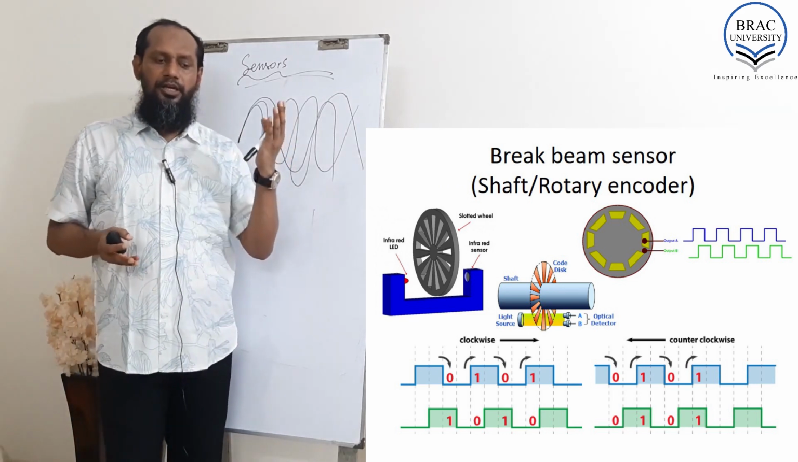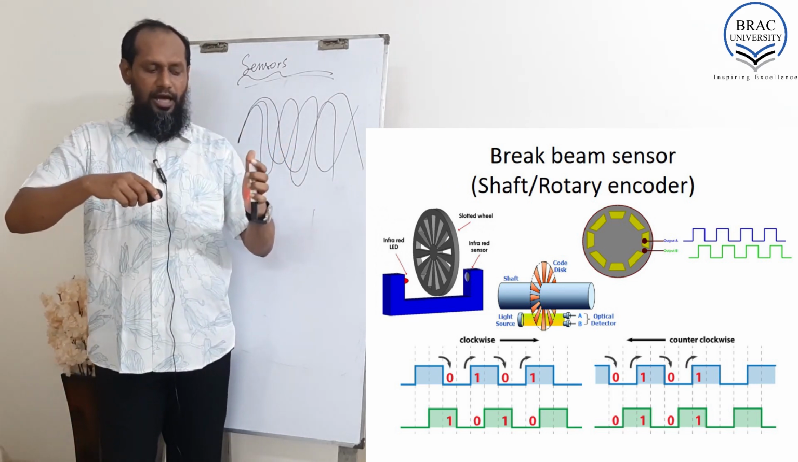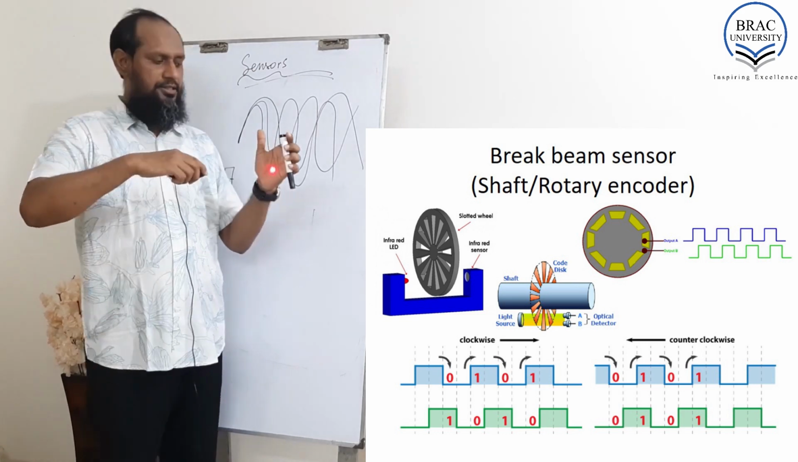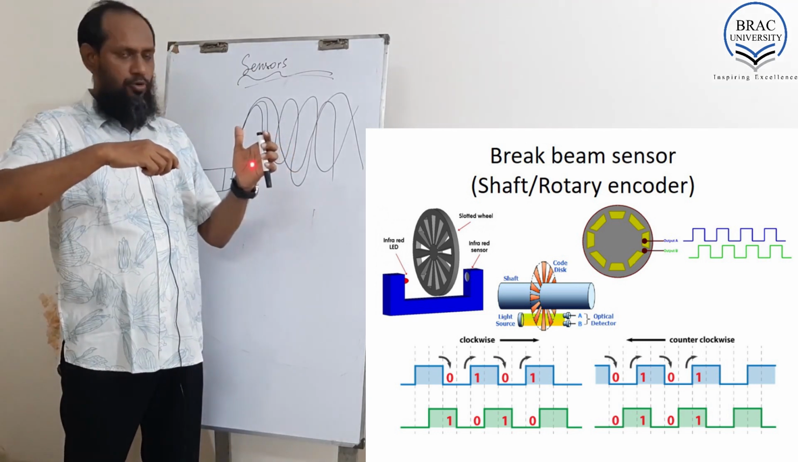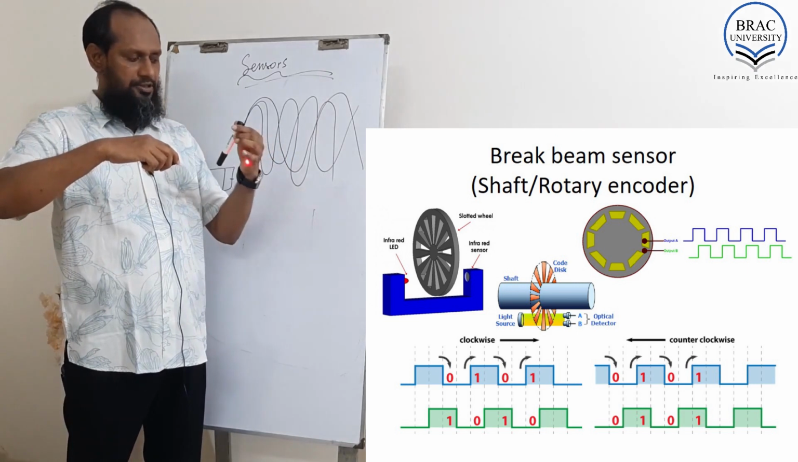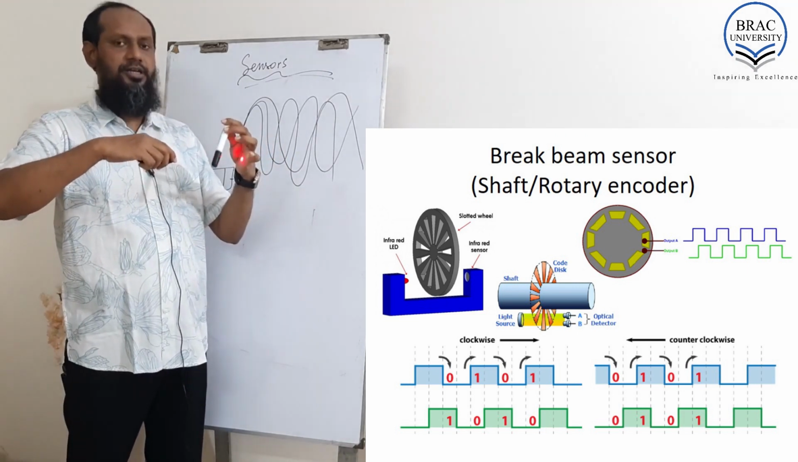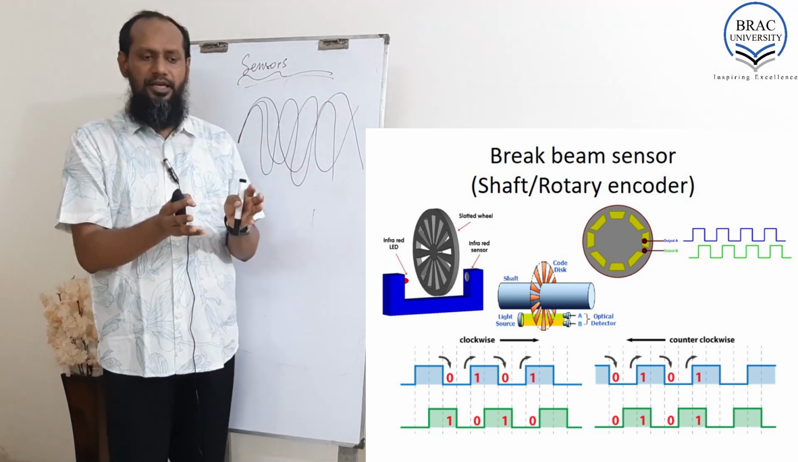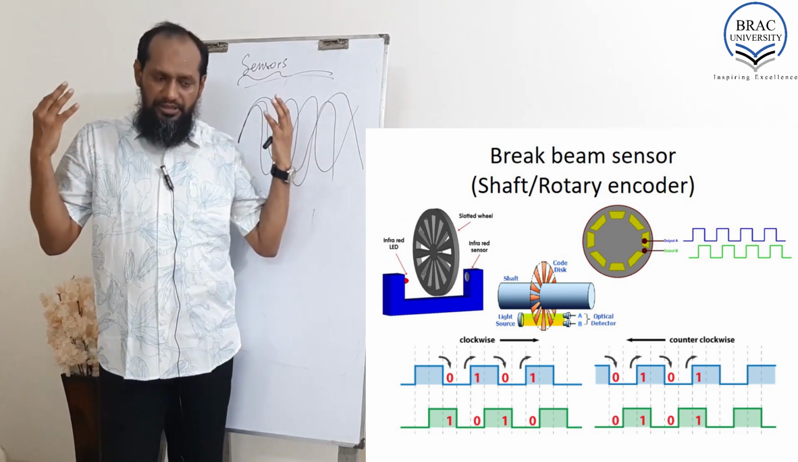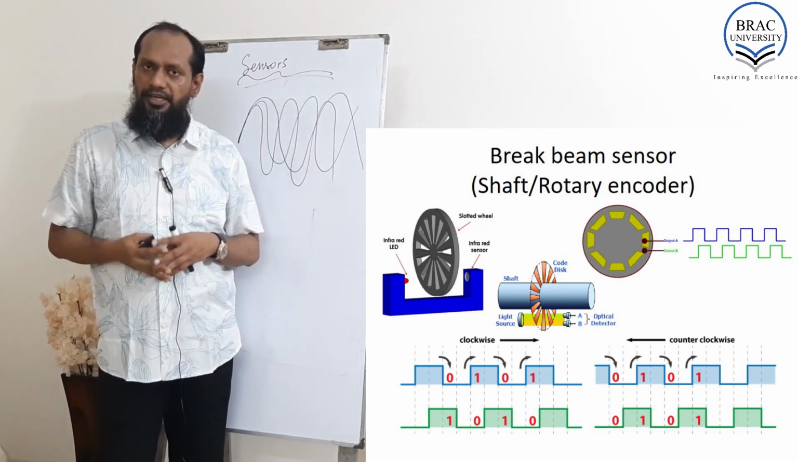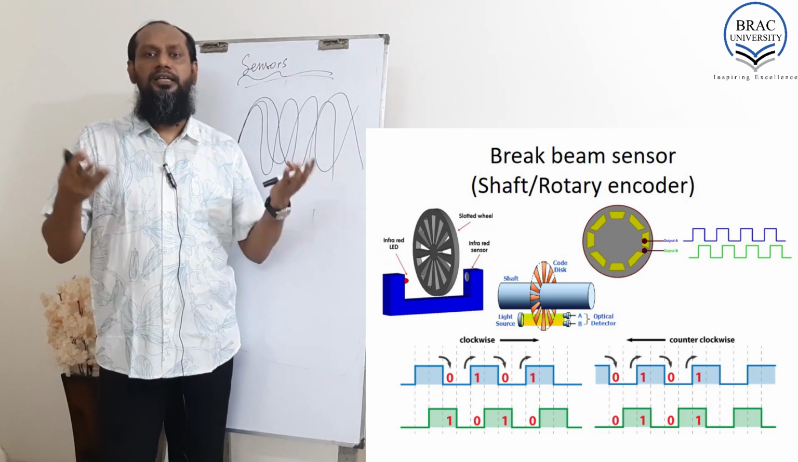Break beam sensor is nothing but, as I told you, how many times the beam is breaking. Like there is a continuous beam. So how many times is it breaking? By measuring this, we can measure the speed. We can measure the distance like this.